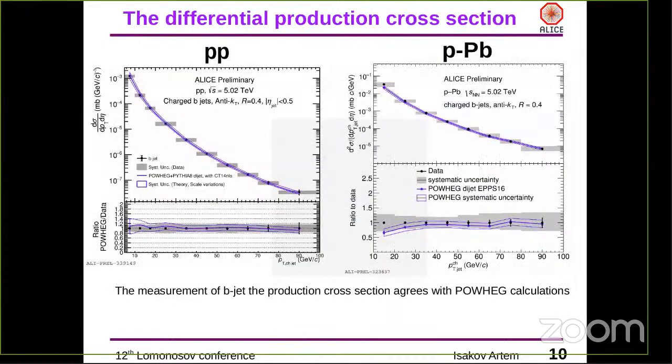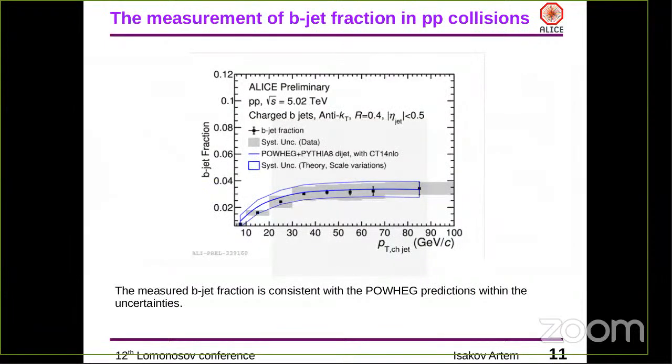So finally, we have the differential production cross-section for B-jets measured in different collision systems, for pp and p-Pb. Both results were compared with POWHEG calculations, and they show agreement within systematic uncertainties. The next result is a measurement of the B-jet fraction in pp collisions. It was again compared with POWHEG prediction and showed compatible results.